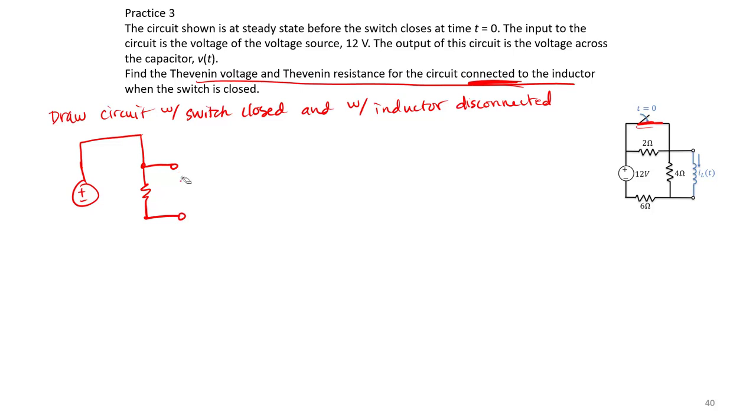Notice our inductor was attached. The inductor was here, but right now we only care about the circuit that was attached to the inductor. So in our case, we end up with a 12-volt source, 4 ohm resistor, and 6 ohm resistor. Notice nothing goes through that 2 ohm resistor due to the presence of the short when the switch is closed.